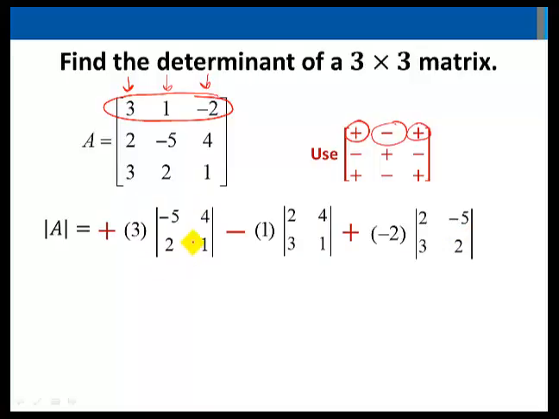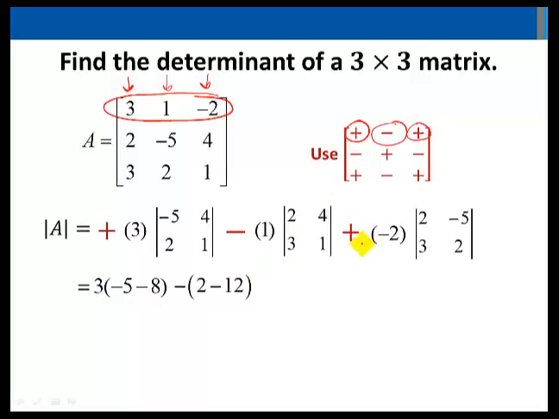I'll start with the first matrix, -5, 4 in the first row, 2, 1 in the second row. So I'll have 3 times -5 minus 8, and then I'll have minus the determinant of this second matrix, which is 2, 4 in the first row, 3, 1 in the second row. So I'll have 2 times 1, which is 2, minus 4 times 3, which is 12.